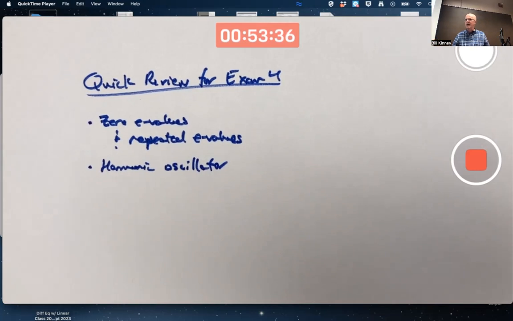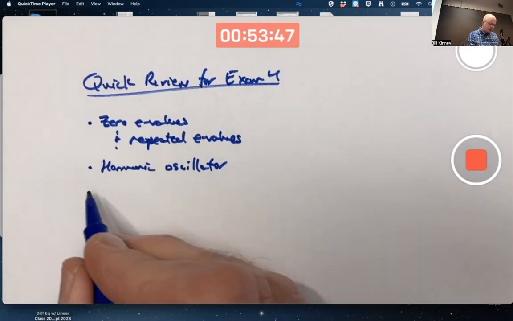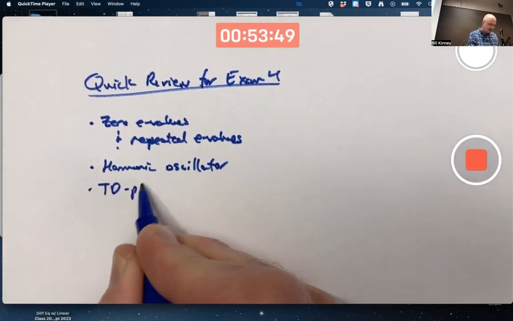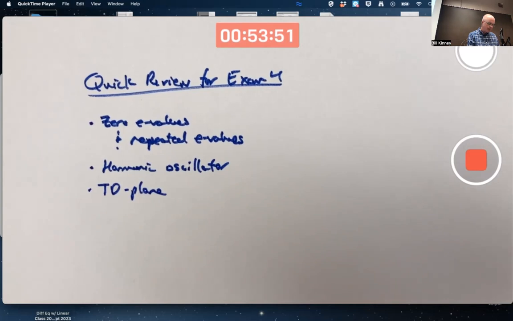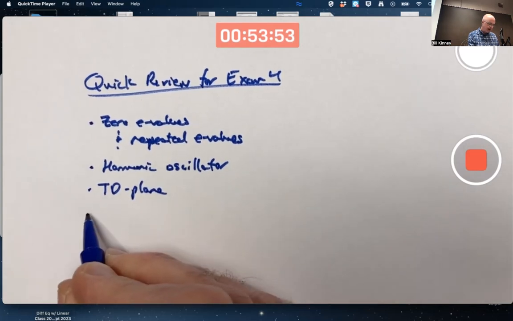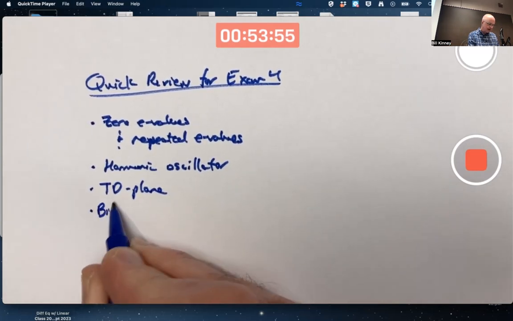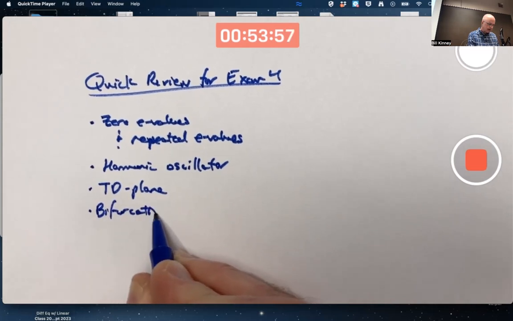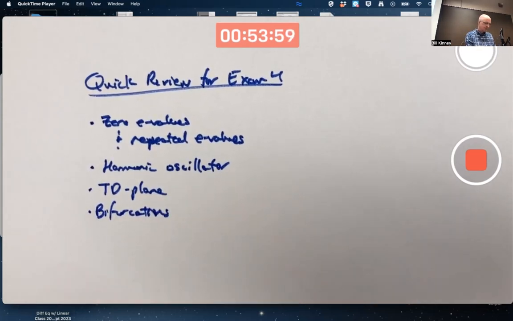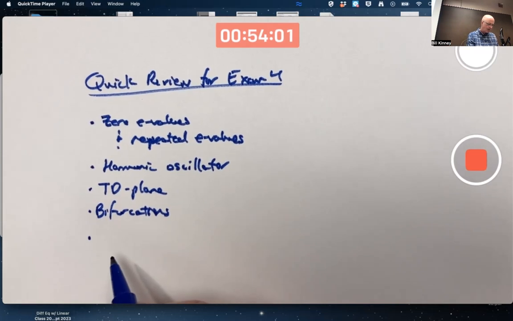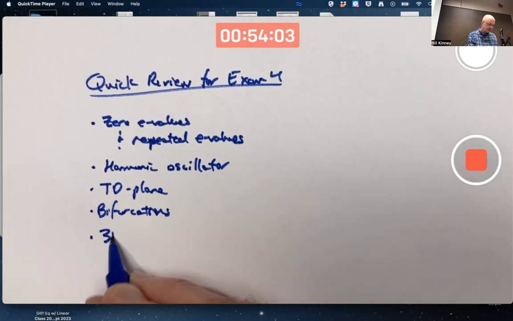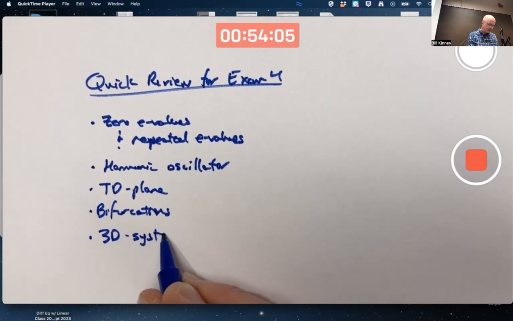It's undamped, underdamped, critically damped, and overdamped. The most important cases being underdamped versus overdamped. Trace-determinant plane. Bifurcations related to that for linear systems. Also 3D systems we did briefly.